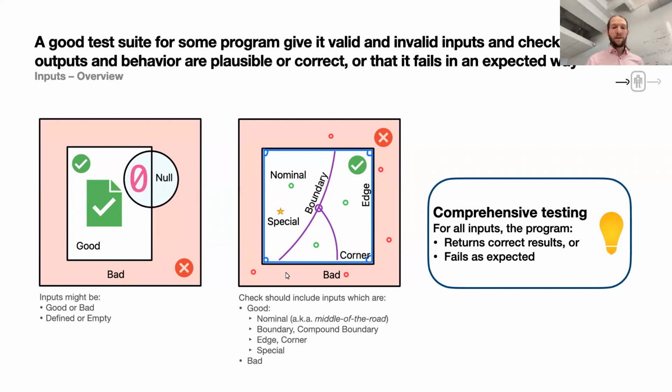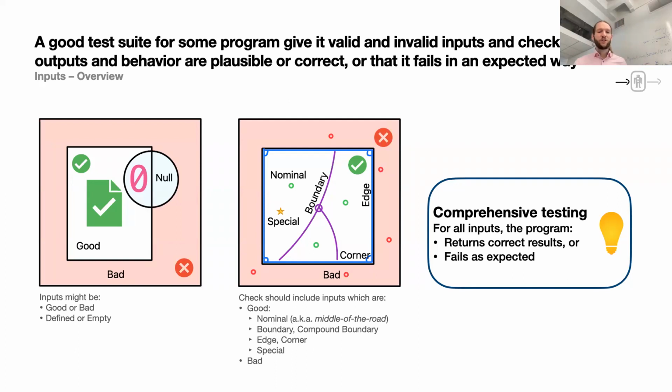We've got compound boundaries where 2 boundaries meet. We've got edge cases, which are boundaries at the very limits of what is good. And we've got corner cases where 2 edge cases meet. And we might have some special cases. Perhaps there are single values which have some special meaning and are rare, but are really still fundamental to the behavior of the function. And we need to cover all of these cases when we're looking at good inputs.